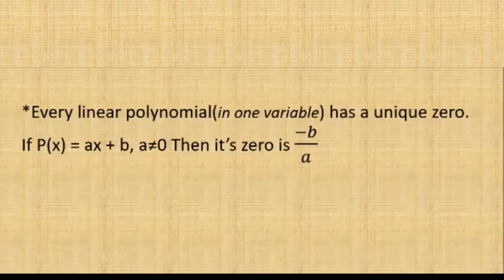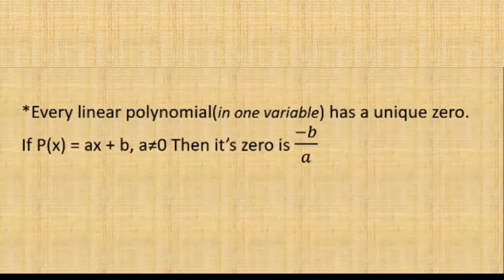So here, if p of x is equal to ax plus b, the general form, a not equal to 0. a can't be 0, because if a is equal to 0, then this is not a first degree polynomial, not a linear polynomial. Then its zero is minus b by a. You can see this theorem or idea in your 9th standard textbook.